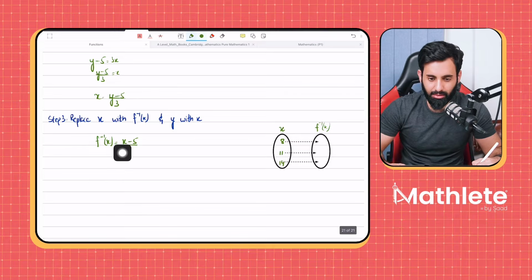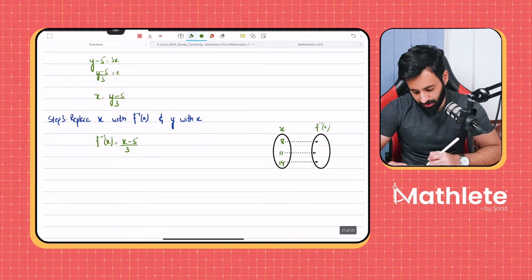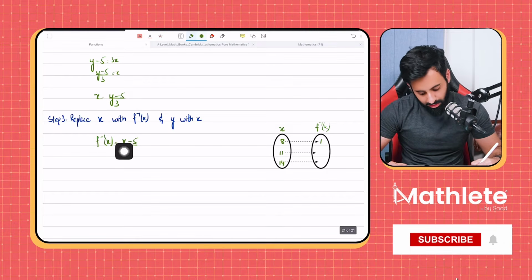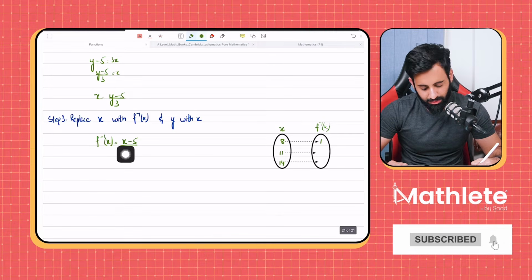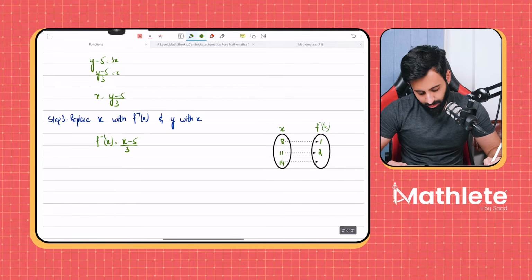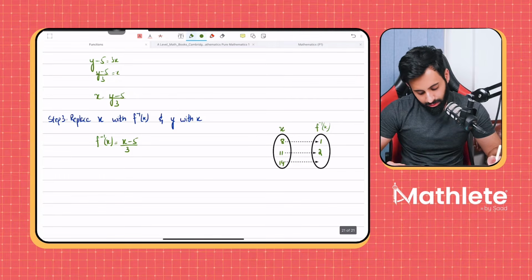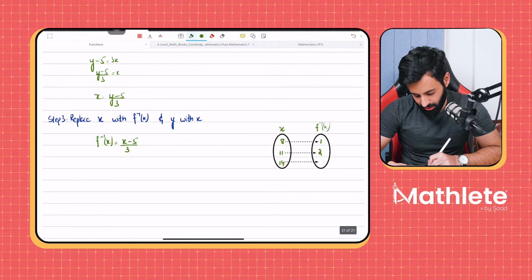So if you plug in 8, 8 minus 5 is 3. Yes, very good, Nayan. 8 minus 5 is 3. 3 upon 3 is 1. All right. If I plug in 11, 11 minus 5 is 6. 6 upon 3 is 2. And if you plug in 14, again, if you've identified the pattern, you would know exactly what's going on. 14 minus 5 is 9. 9 upon 3 is 3.